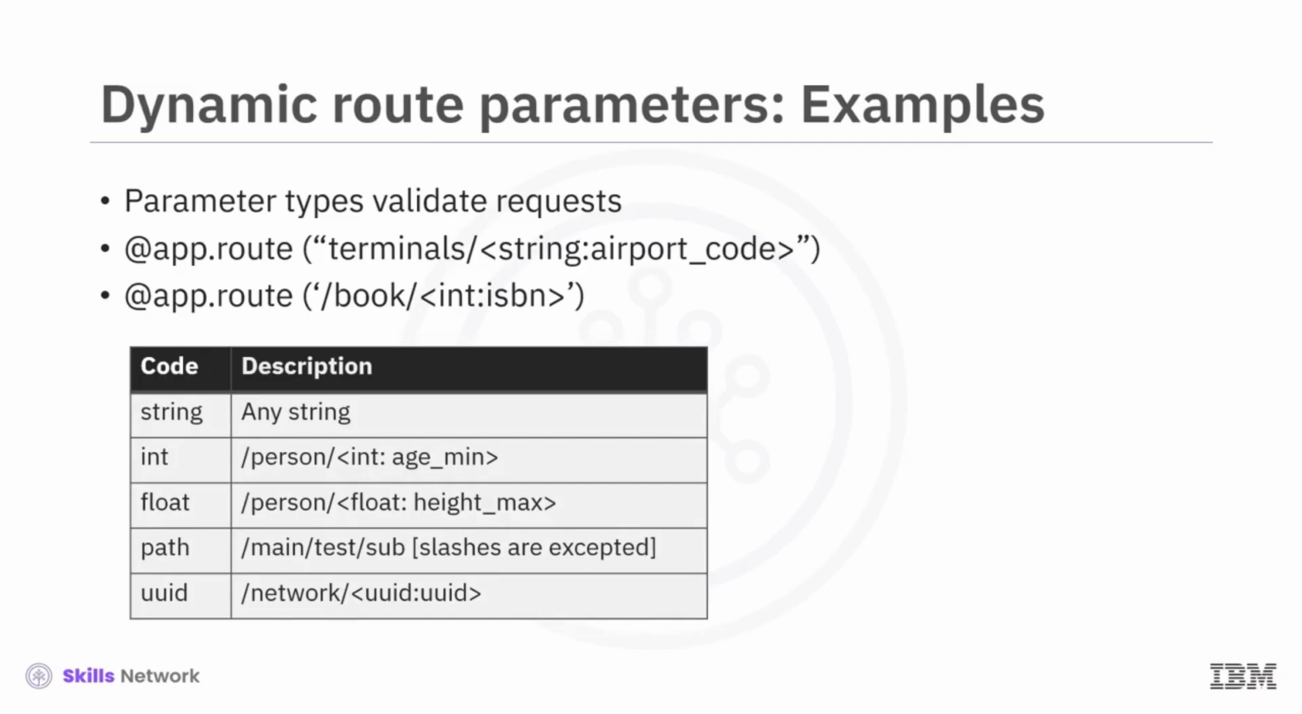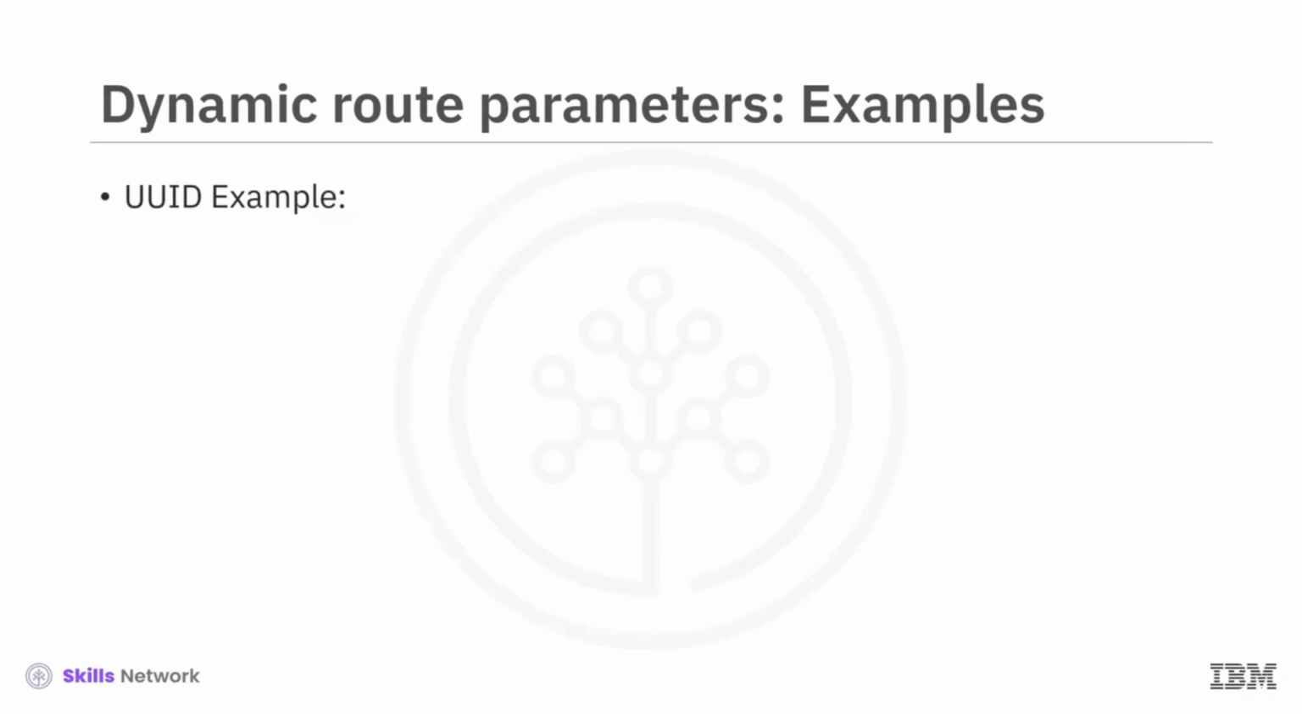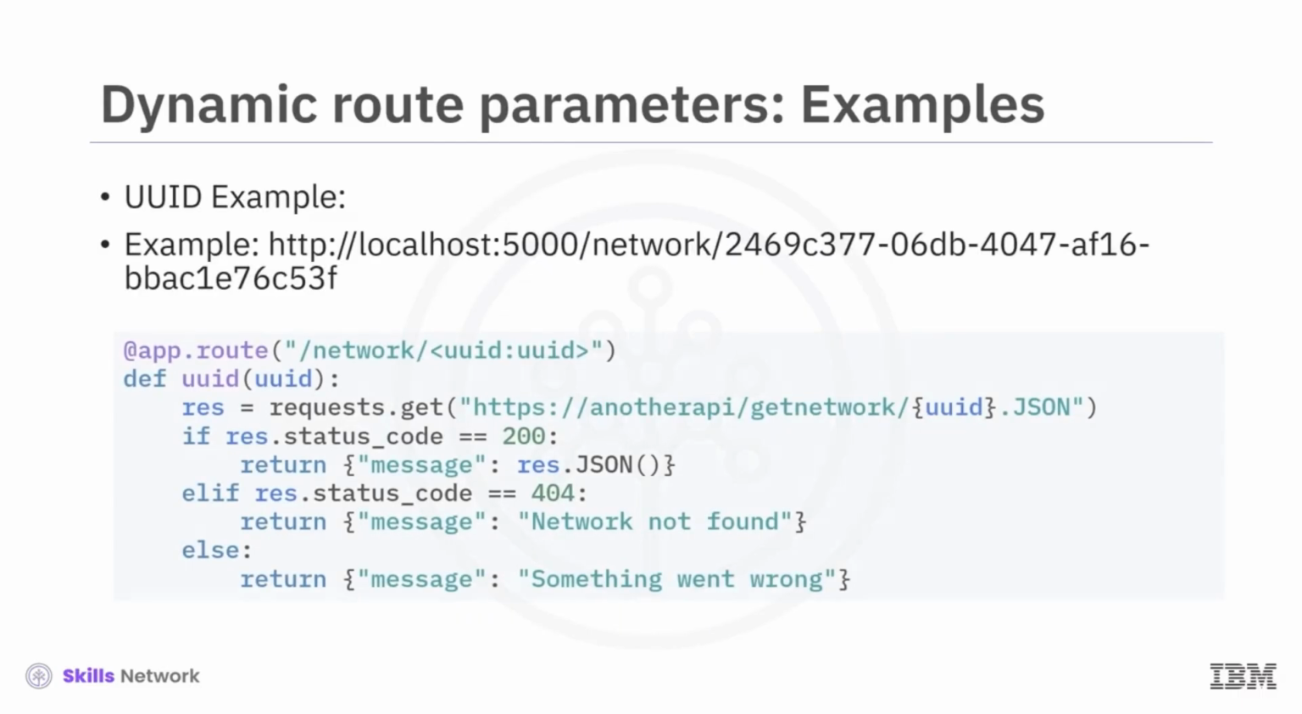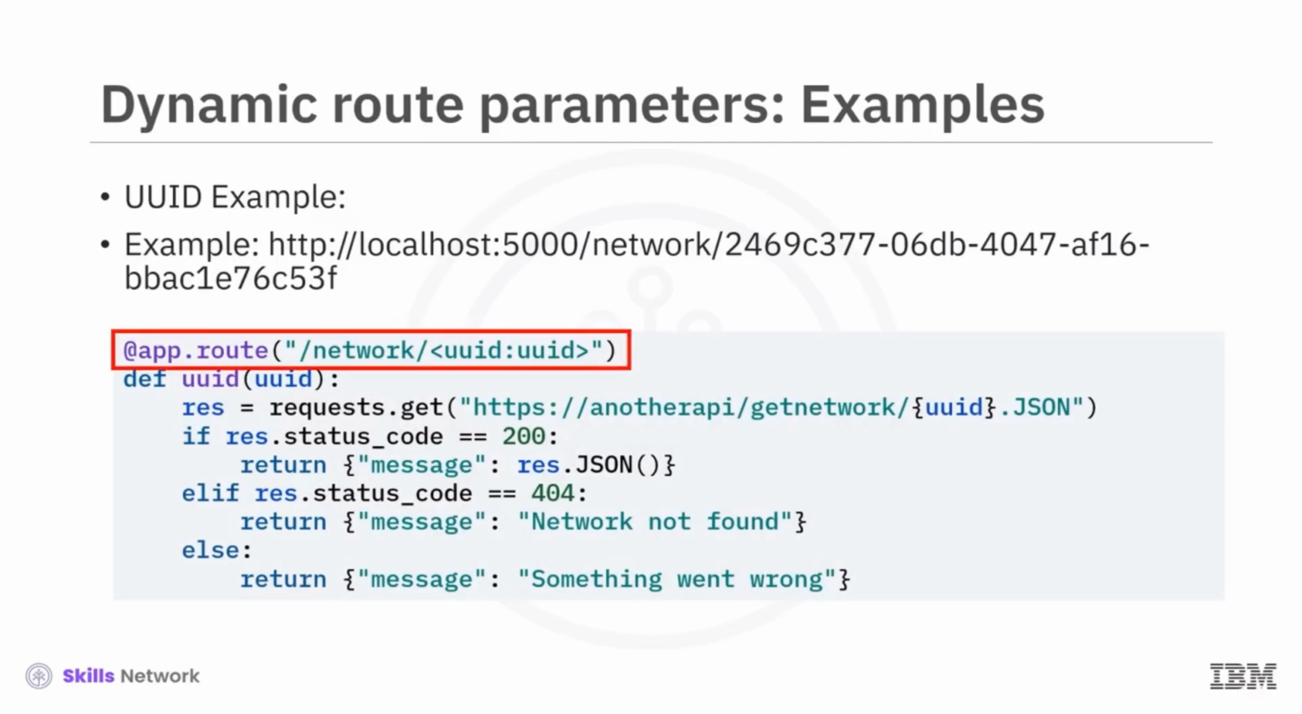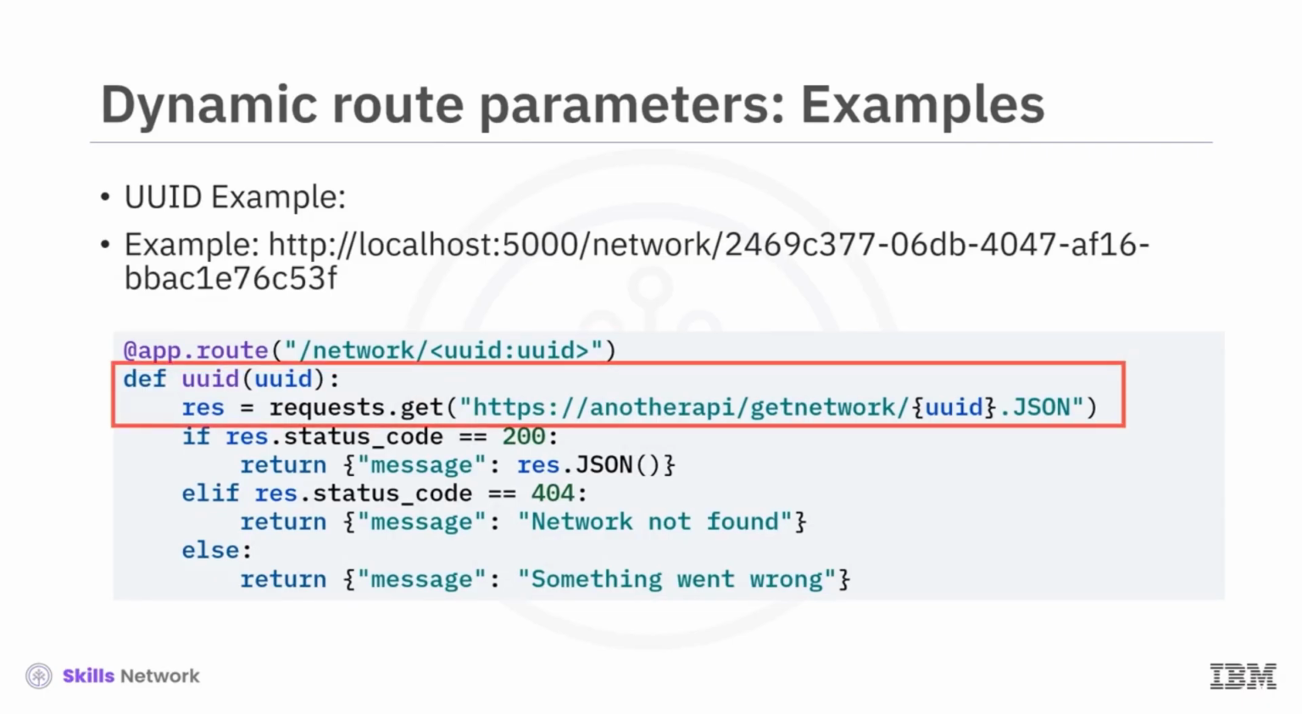While string, int, and float are simple parameters, you can also use complex ones like path to indicate a web path or a folder path, or Universal Unique Identifier or UUID to indicate a unique ID like Globally Unique Identifier or GUID. Here is an example of UUID. You can create an endpoint network that has a specific UUID to get information about the network. You can write this code where the route expects a variable UUID of type UUID.